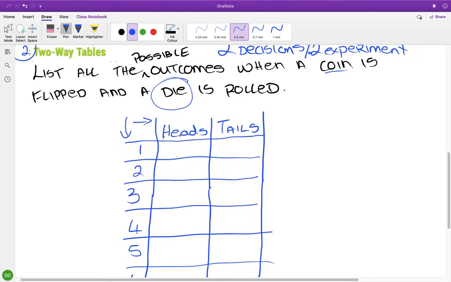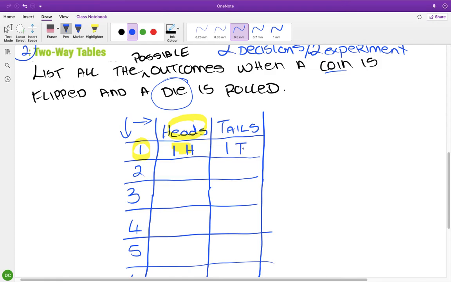So let's have a look. This one here, okay, this box here is a combination of the 1 and the heads. So it's 1 and a heads. So one of the possibilities, one possible outcome when you flip a coin and roll a dice is that you could get a head on the coin and you could get a 1 on the dice. Okay, that is one possible outcome. This one here then is still on the 1 row, but now it's in tails.